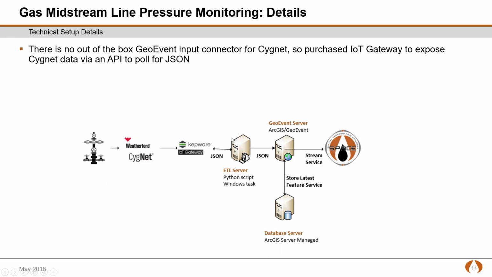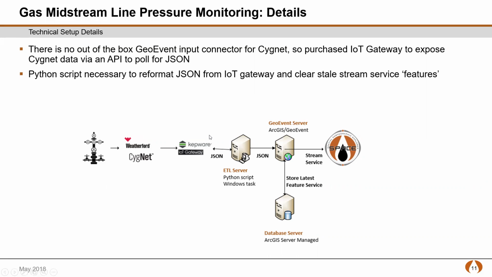So an important note is, there's no out-of-the-box connector to go from GeoEvent directly to Signet. That would be sweet if there was. That would have helped us a lot, but it wasn't available. And that's why we had to purchase this additional product to make this data available as JSON from an API, which GeoEvent can pull from.